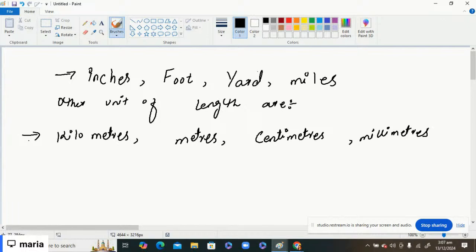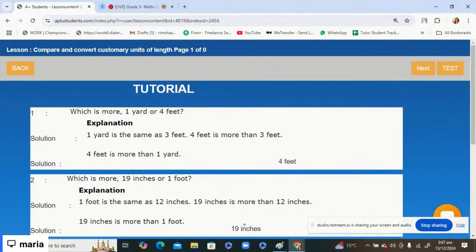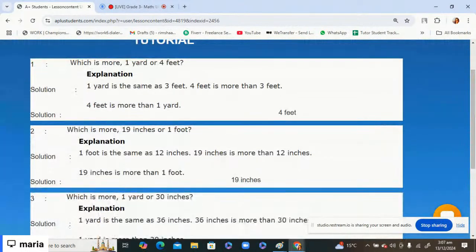So now let's go to the questions. Here is: which is more, 1 yard or 1 foot? And let me also tell you which one is greater and which one is less. If the yard is given, then feet is given, and then the inches are given. So we can see how many units we are using for that.